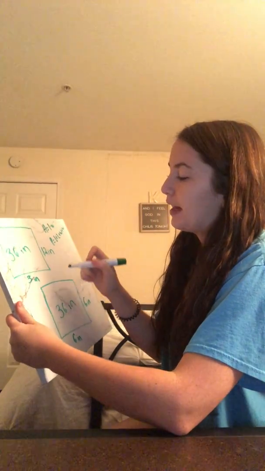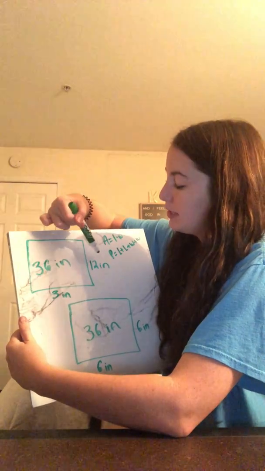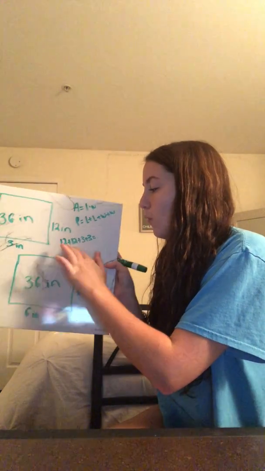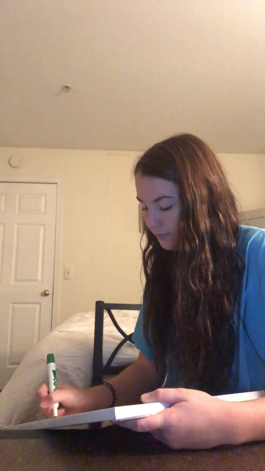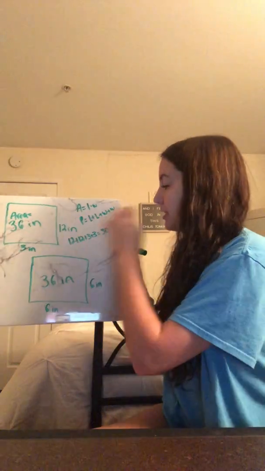So we know that our perimeter formula is length plus length plus width plus width. So if we know that this length is 3 and this length is 12, we can do 12 plus 12 plus 3 plus 3. So we know that 12 plus 12 is 24 and 3 plus 3 is 6. So 24 plus 6 would be 30. So we now know that the area, we'll write in area so we can keep track of it. The area for this square is 36 inches. And we now know the perimeter for this square, which is the way around it, is 30 inches.